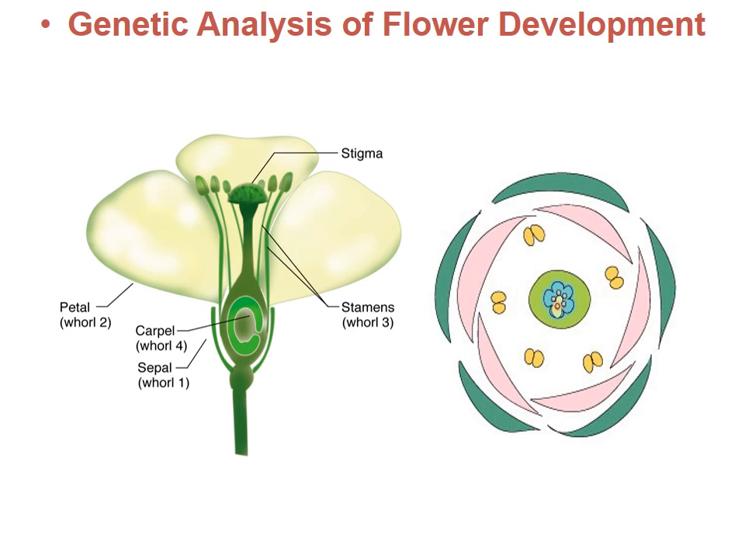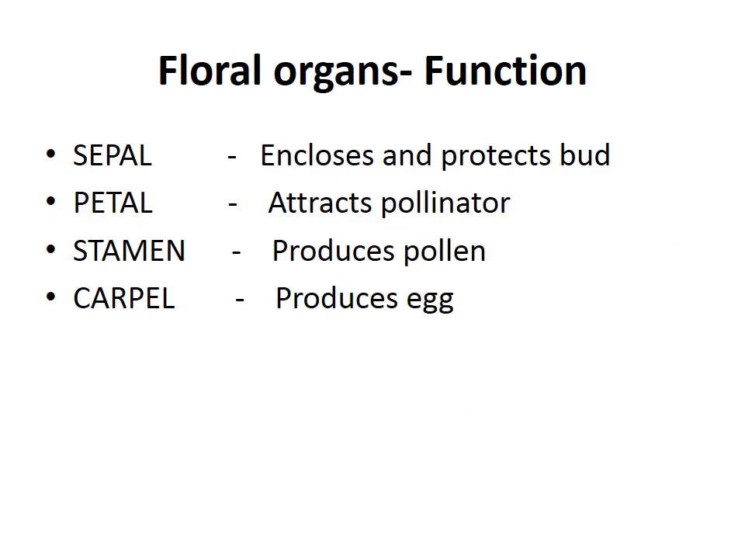Here it's a hermaphrodite flower which consists of petal, sepal, stamens, stigma and all those things. We can divide it into 4 parts, that is sepal, petal, carpel and stamens. Here I have given it. Sepal encloses and protects the bud. Petal attracts pollinators. Stamen produces pollen and carpel produces egg.